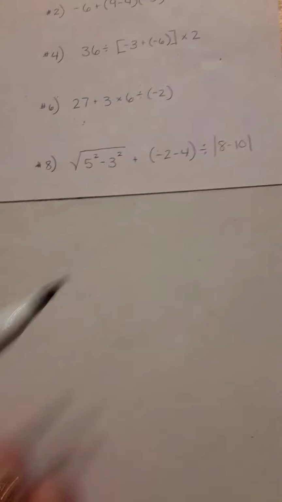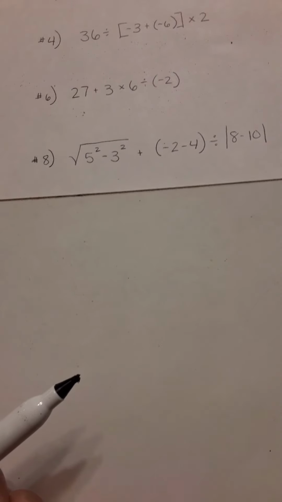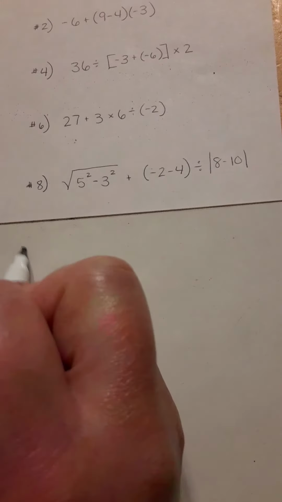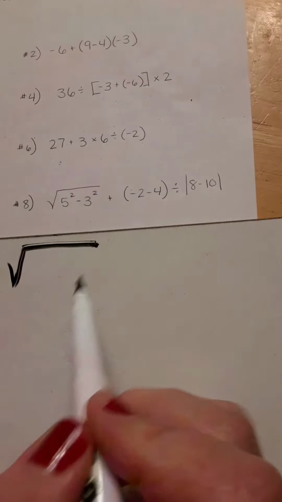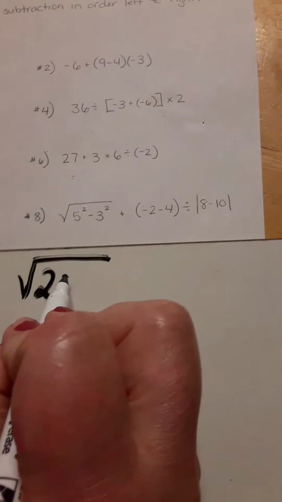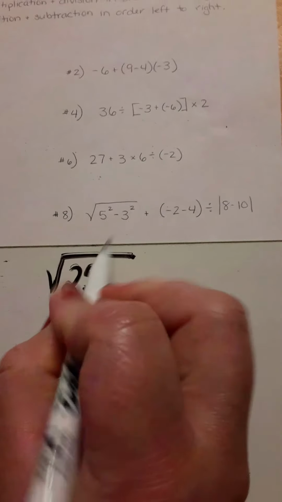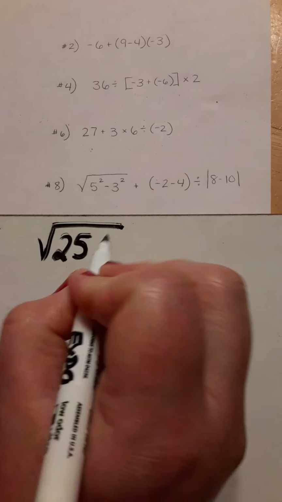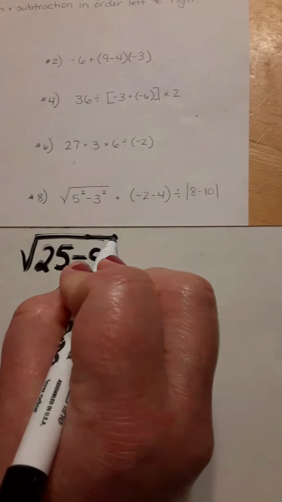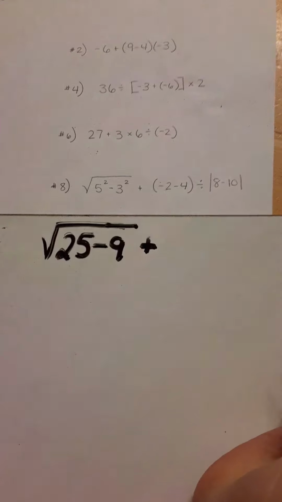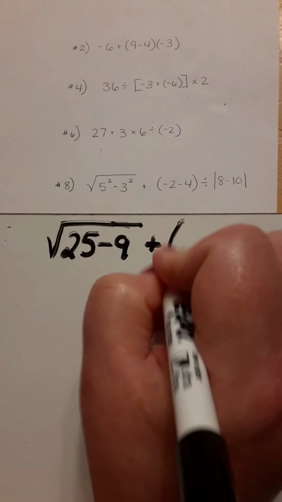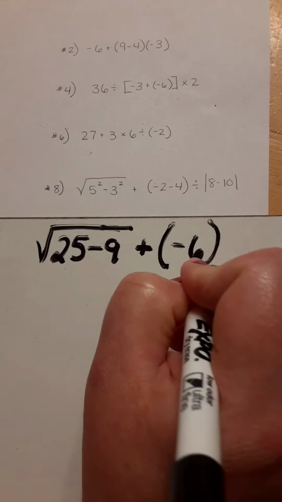Okay, so our first grouping thing is underneath our square root sign. So let's simplify what's under the square root. So I've got 5 squared, which is 25, and I've got 3 squared, which is 9. Okay, now we've got to do what's inside this parentheses, and I end up with a negative 6.